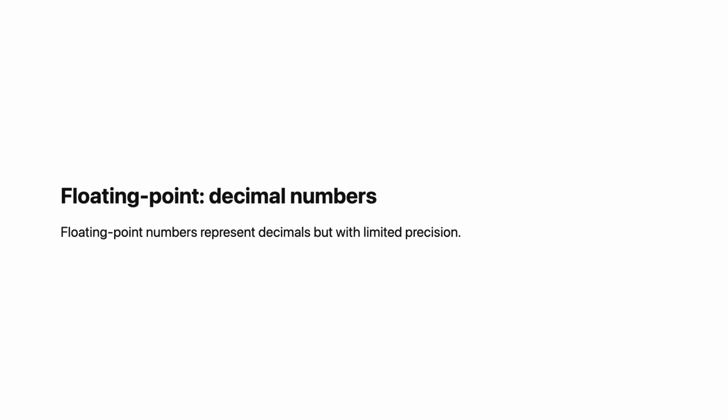Floating point numbers are approximations. Unlike integers, they cannot represent all values exactly. The number 0.1 cannot be represented precisely in binary floating point. This has consequences. Adding many floating point numbers can accumulate small errors. Comparing floating point values for exact equality is dangerous.